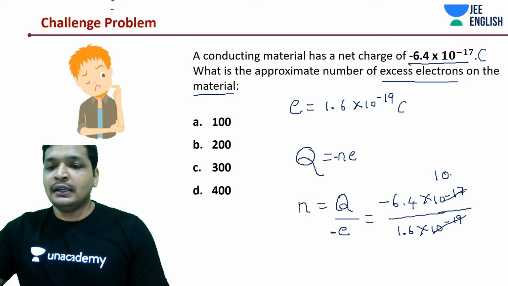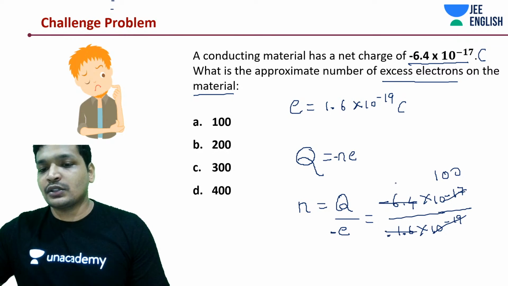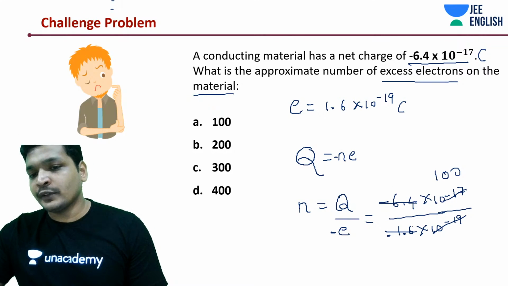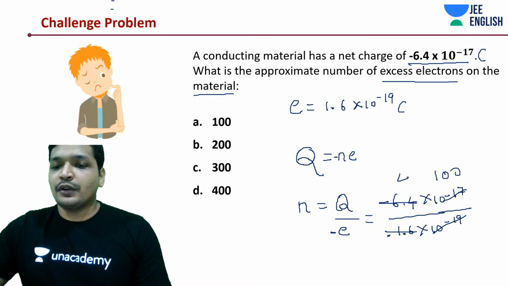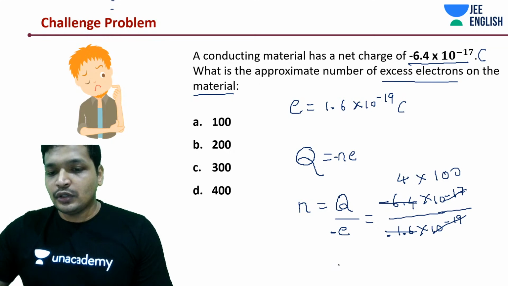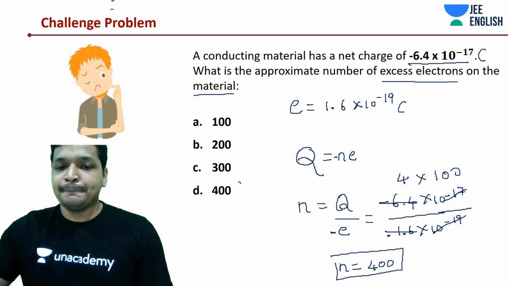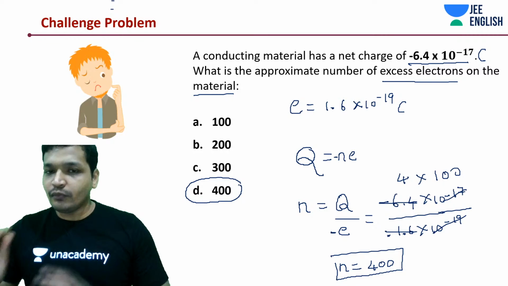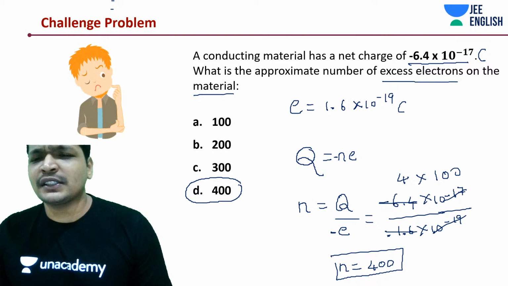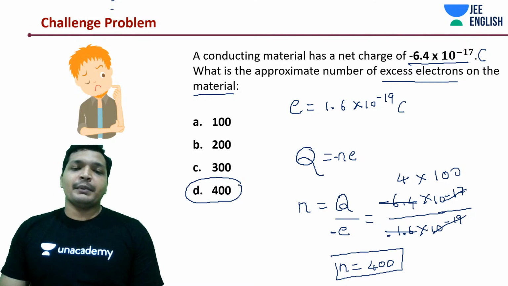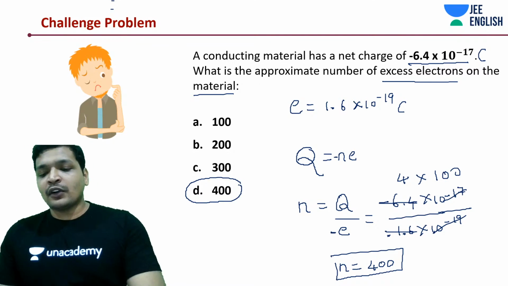This is how much? 100. Still, okay. This is going to be 16 fours, this 6.4, 1.6, this 4. N should be 400, students, right? Simple. I believe you got this. This is how you find out the number of excess electrons or number of electrons lost, etc. in a given material. Alright, I believe the concept was simple.